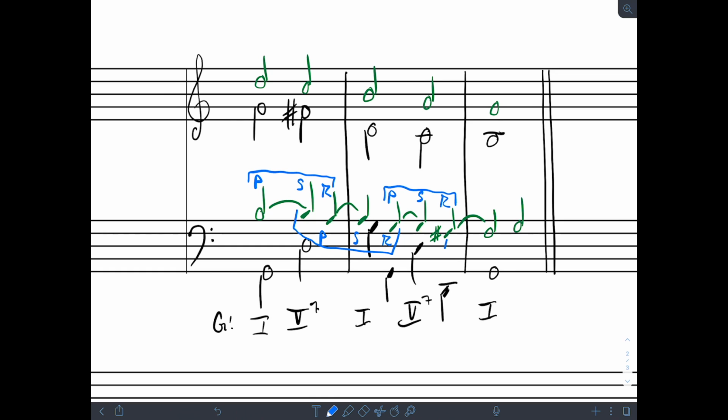So the F sharp is still a preparation. Make that a little more clear. Continuing the F sharp, it's no longer a suspension. We now will label it a retardation, and then it resolves up. Okay, so there is our suspension chain with a special guest appearance by a retardation. Okay, we'll go ahead and label our intervals here.